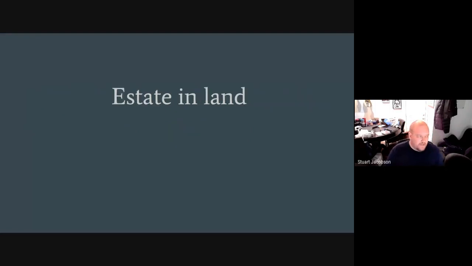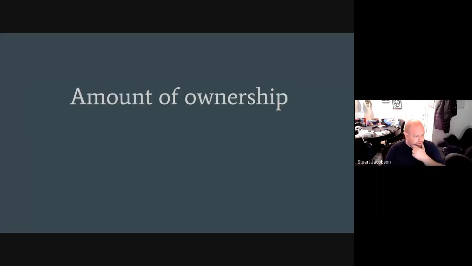Estate in land. This is also known as freehold estate. This is basically quantifying your ownership, right? Fee simple, fee defeasible, fee determinable, kind of the same thing, and life estate. And this is basically another way of saying freehold estate. Okay, so estate in land is basically a quantification of your ownership, the amount of ownership.